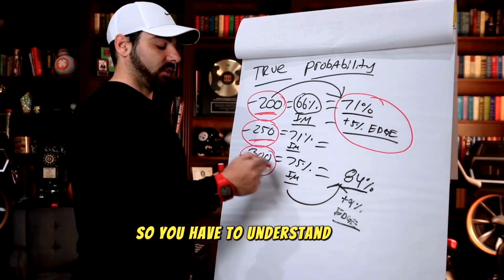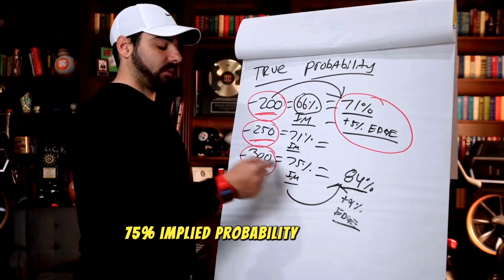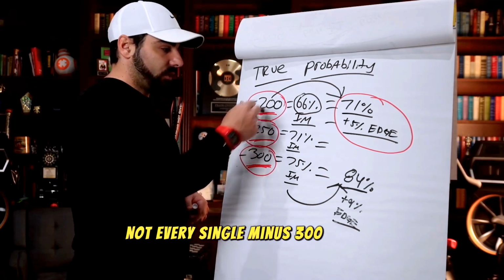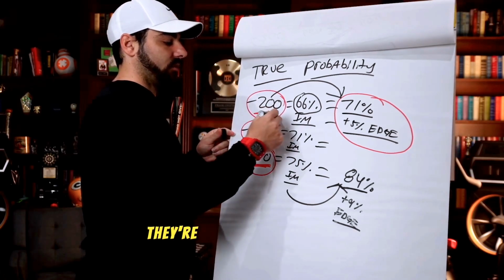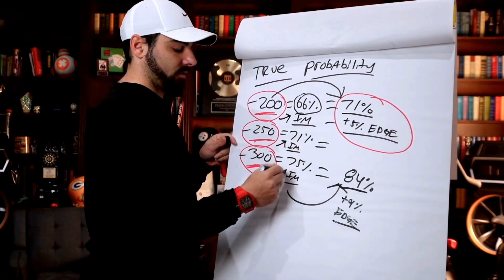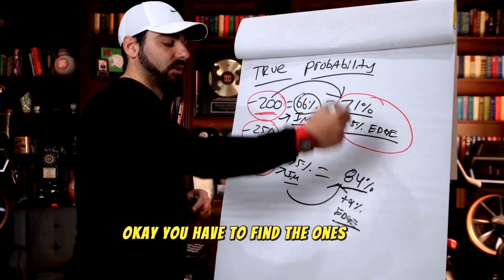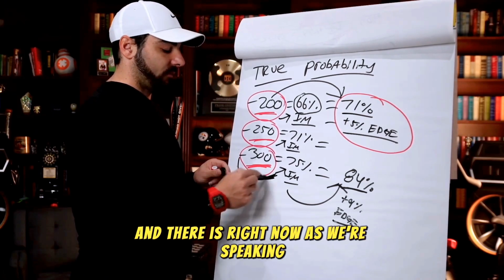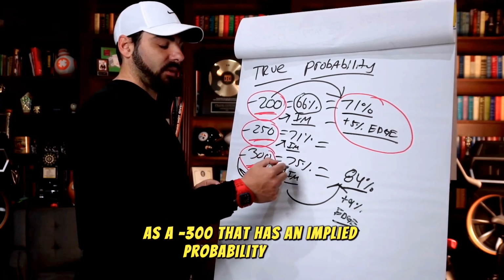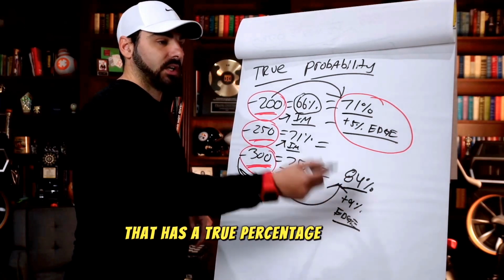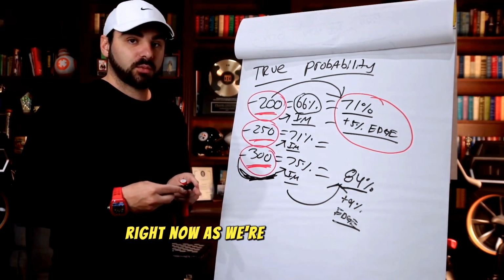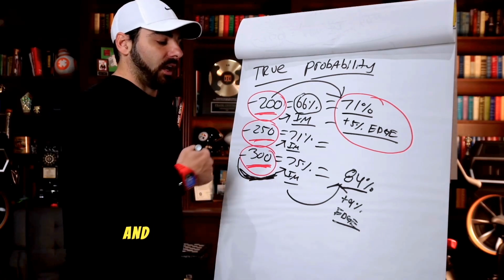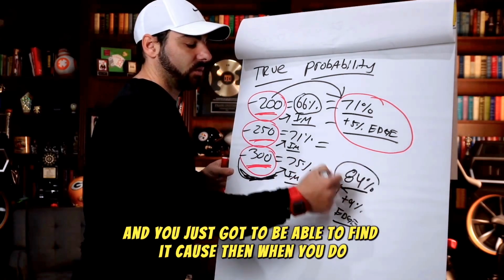Okay, so you have to understand this. Look, 75% implied probability on a minus 300 play. But like I said, not every single minus 300 play is true to that percentage. They're not all true to these percentages. You have to find the ones that give you the edge. There could be a play out there, and there is right now as we're speaking, a minus 300 that has an implied probability of 75% and a true percentage in the 80% range. Right now, as you're watching this video, there's one of these plays on the sportsbooks, and you just got to be able to find it.